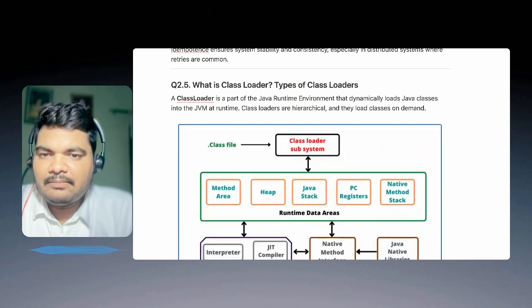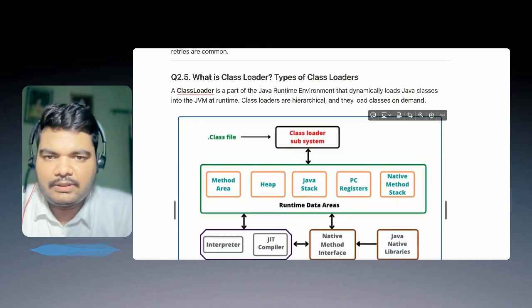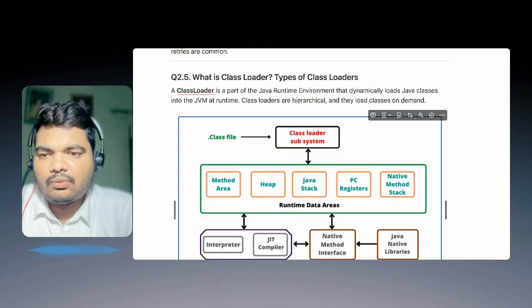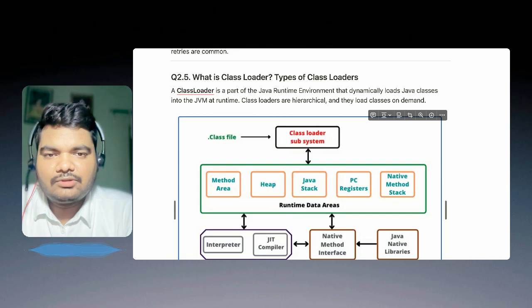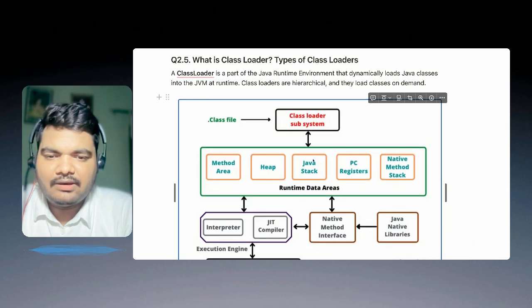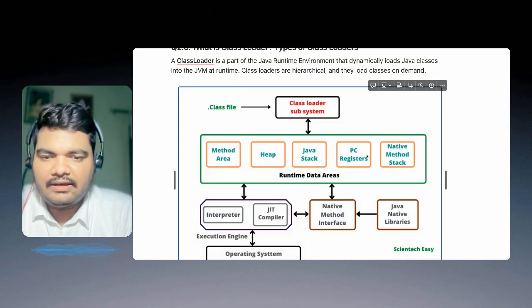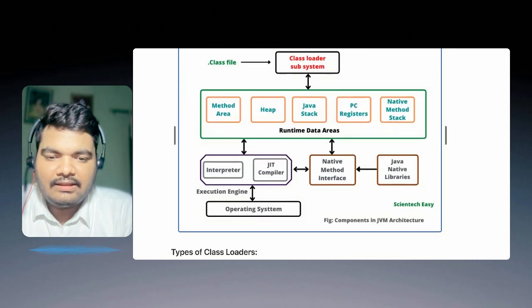Then this is a very important question with respect to Java: how Java programs execute, right? So what is a class loader and the types of class loader? Basically you can see I've given this in the document. The dot class file is loaded by the class loader subsystem. In the runtime areas, it gets memory allocated in different sections like method area, heap, and Java stack, right? And then I've given other basic concepts.